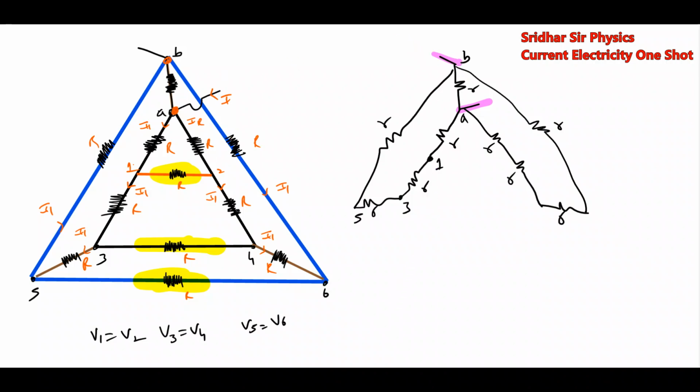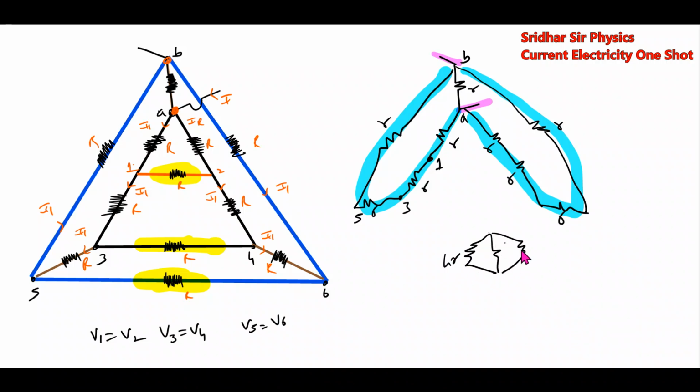Okay, all these resistors are in series. The effective ones will be in parallel. So the next part of the circuit will be R, and this will be 4R. Okay, now we can calculate.